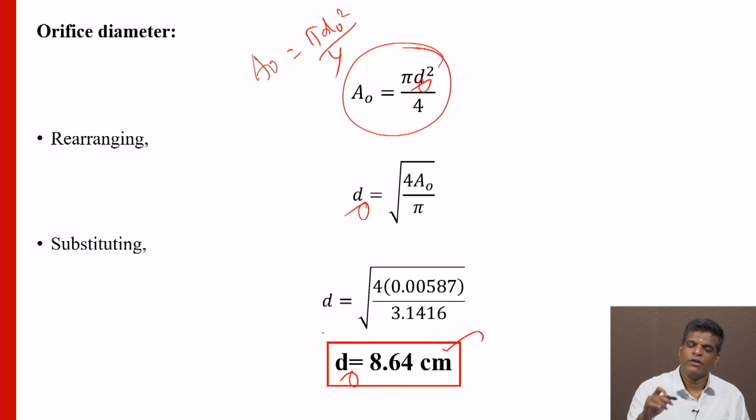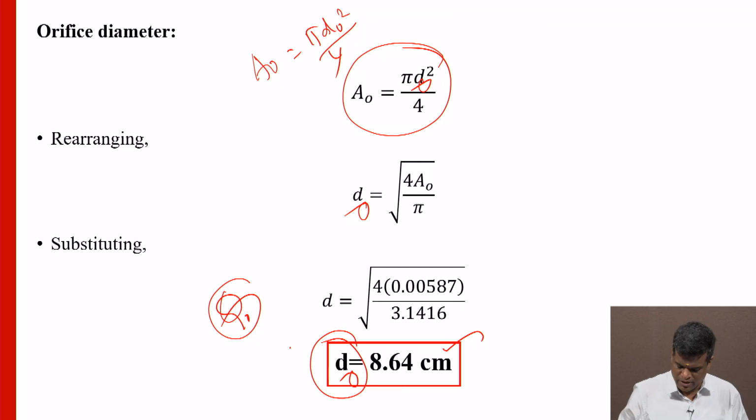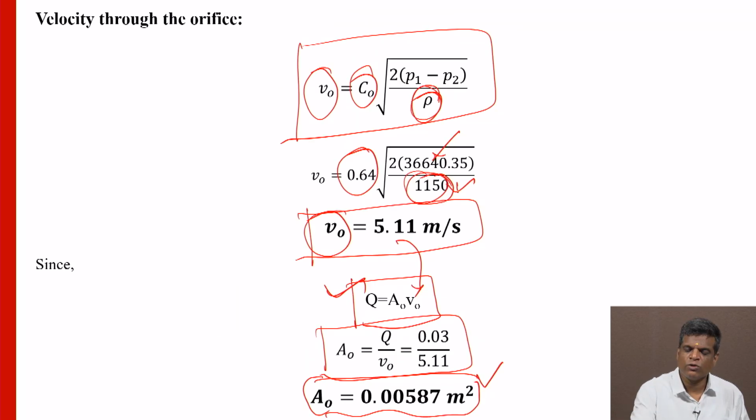In the first problem they asked for the flow rate, but in the second problem we have to find the orifice diameter. But be very careful with the density. We cannot use the mercury density here. We have to use the density of whatever fluid is passing, whether water or some other fluid, that type of fluid only.